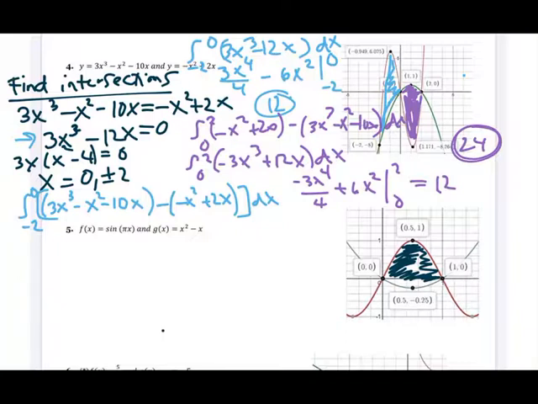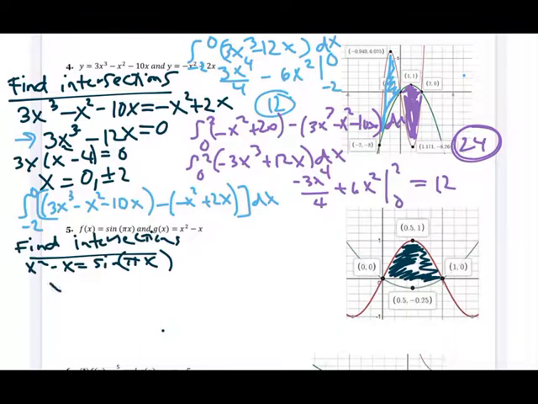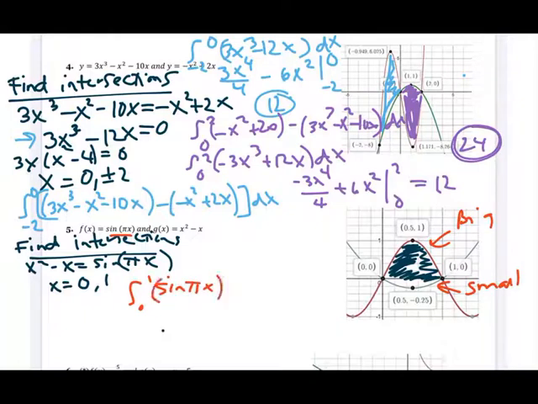Again, if you were not given the graph, you should be finding those intersections first, so setting the functions equal to each other and solving. This is going to be true when x is equal to 0 or 1. The red area, the sine function, is obviously the bigger function, and the green one on the bottom is the smaller function. So we can set up our one integral, from 0 to 1 of sine of pi x minus x squared minus x, all being integrated with respect to x. This is another integration that you could do by hand.